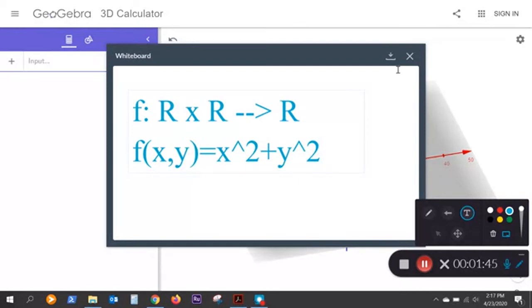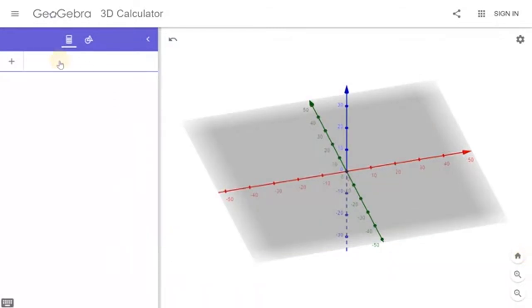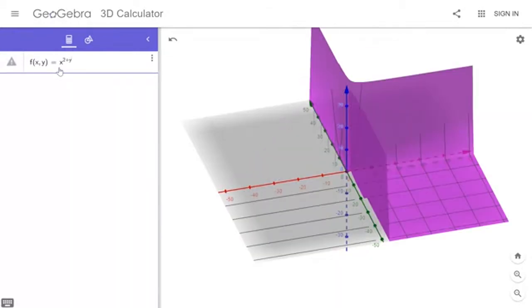Okay, and I'm going to use GeoGebra 3D to graph this. So I'm going to first of all define a function, f of (x, y), x squared plus y squared. Whoops.